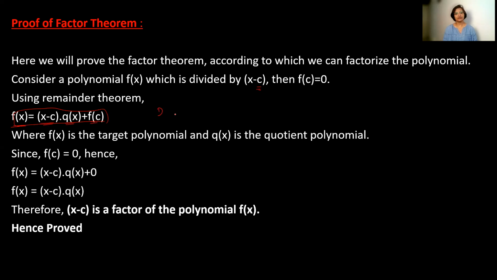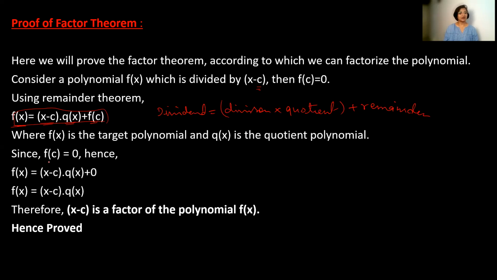The theorem was, which we proved already: dividend equals divisor into quotient plus remainder. That is what the remainder theorem says. So we have written here the remainder theorem in the form of polynomial expressions, where f(x) is the target polynomial and q(x) is the quotient polynomial.